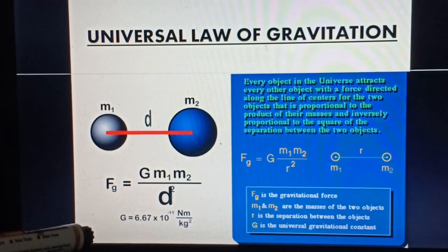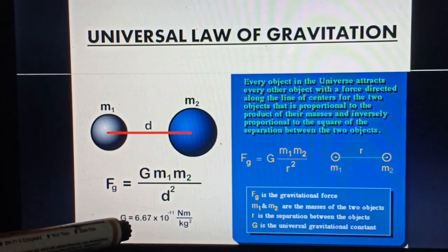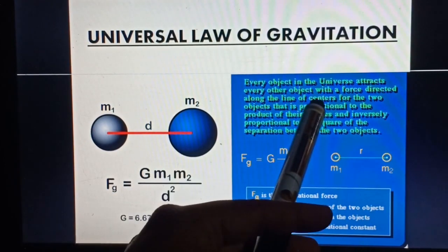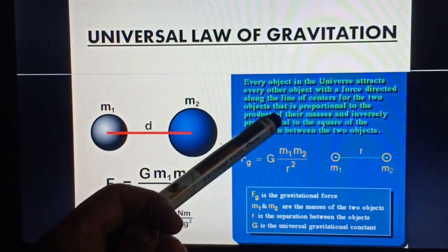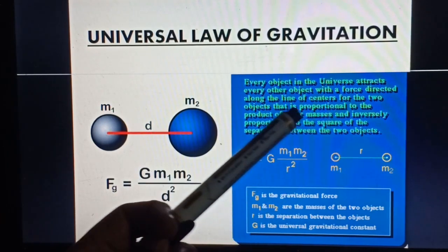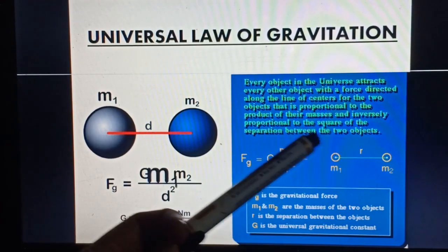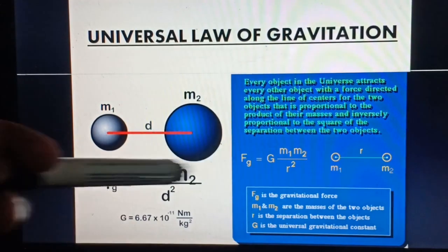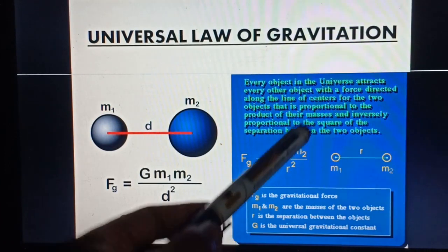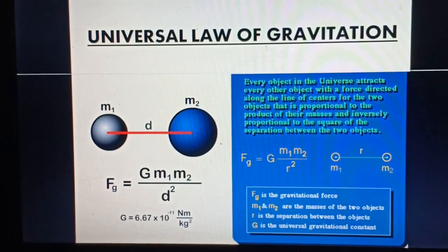He observed very deeply and came to a conclusion that every object in this universe attracts every other object with a force directed along the line of centers for the two objects, that is proportional to the product of their masses and inversely proportional to the square of the separation between the two objects. Now, he calculated this formula. How this formula comes, we are coming to later on. But let us first understand this statement.